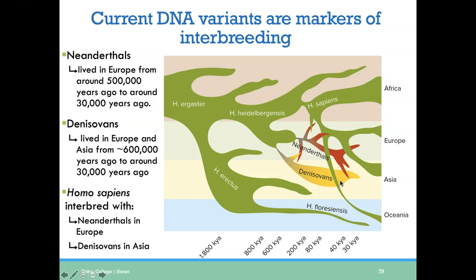So if you're of Asian descent, you have some Denisovan DNA. If you're of European descent, you have some Neanderthal DNA. And some mixing and matching of the two.